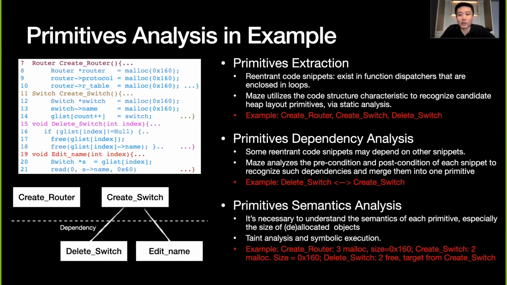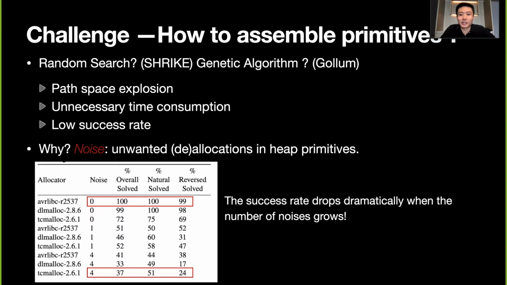In this example, the semantic of the create router primitive is that it has 3 mallocs, and each of the malloc sizes is 160. The next step is to assemble these primitives and get the expected layout. Assembling primitives means that we need to know which and how many primitives are needed and what the order of each primitive is. This is very challenging.